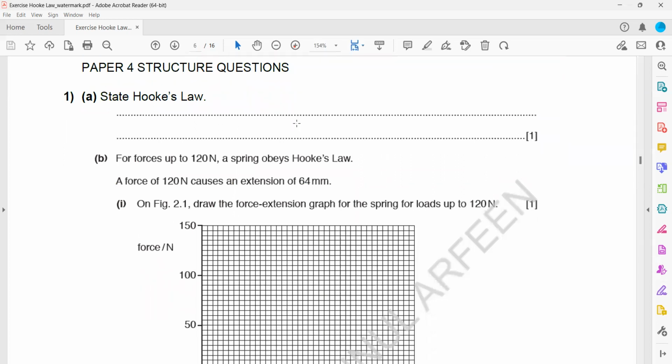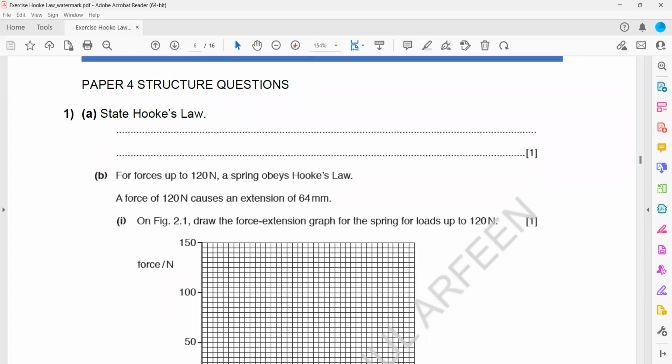Question 1 from the structure question: state Hooke's law. So a common question, how do you define Hooke's law? You can say extension of a spring is directly proportional to load.